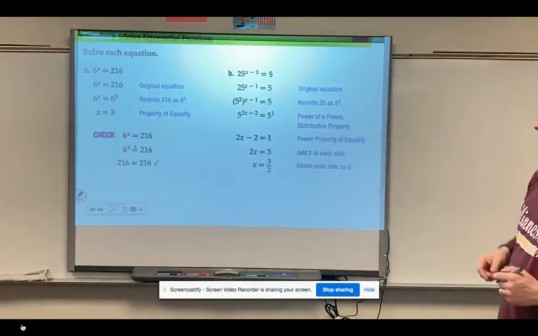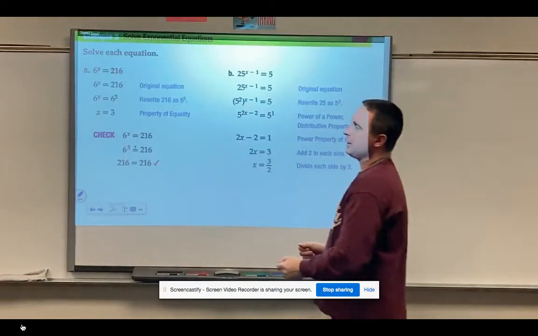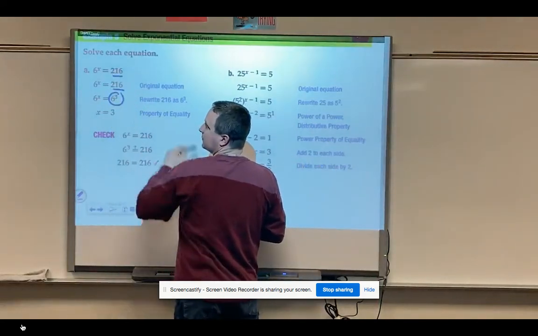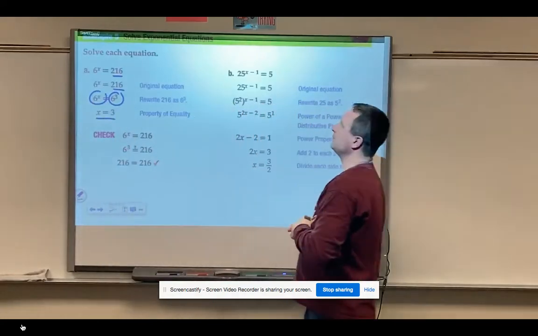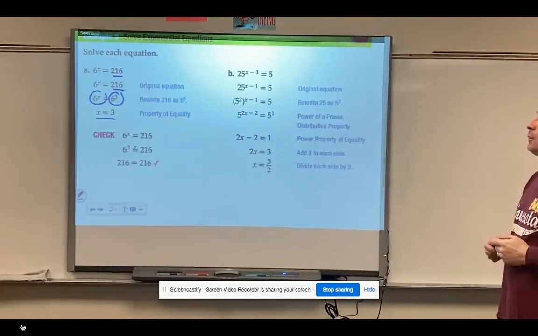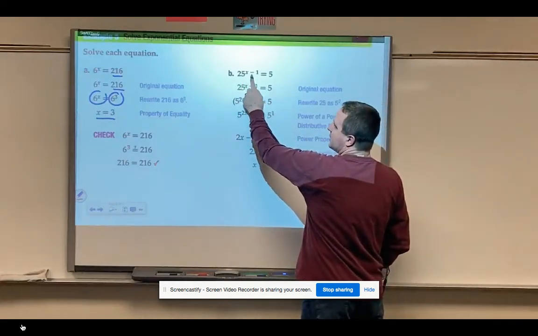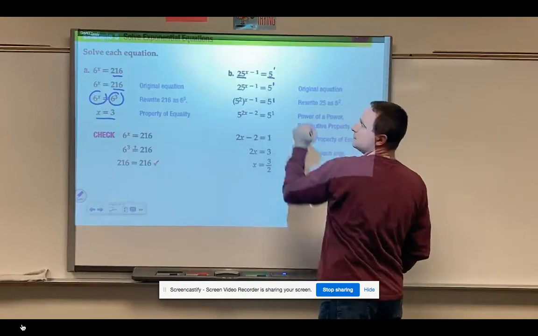And here's another little example that's on there. What they did over here on the left is they changed 216 into 6 cubed. Okay? They both have bases of 6, so x equals 3. Okay? The one on the right here is a little bit trickier. You can kind of see how they changed. This is a base of 25, that's a base of 5. It's 5 to the 1st power.